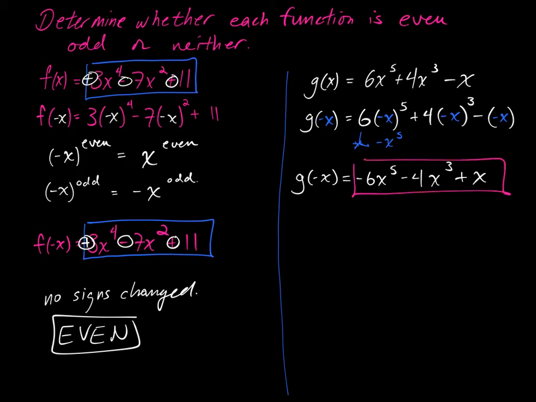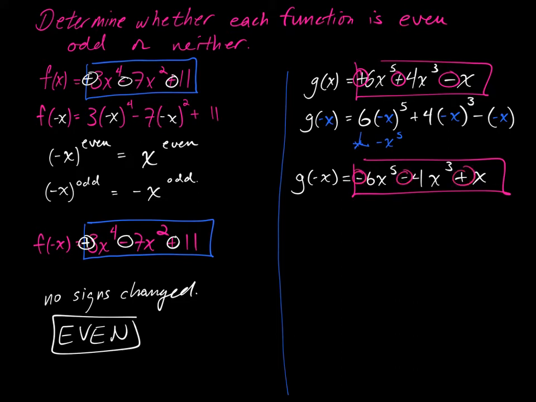So then we compare the signs of each one. So this was a positive 6x to the fifth power. It became a negative 6x to the fifth power. This was a positive 4x cubed. This became a negative 4x cubed. This is a negative x. It changed to a positive x. So these signs, positive, positive, negative, turned into negative, negative, positive.